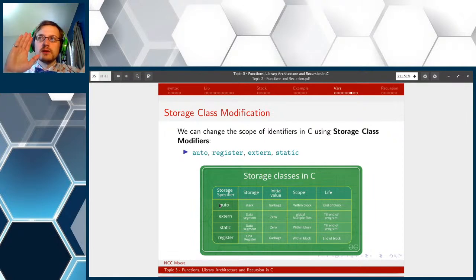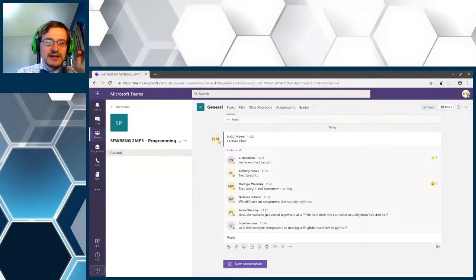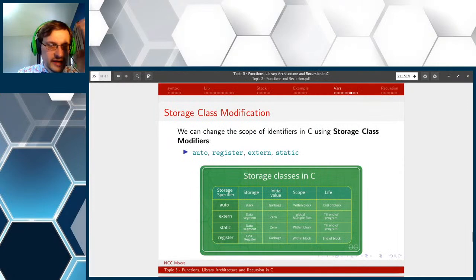So what you are doing is you're not considering the automatic variable in main to be a global variable. It is still an automatic variable. It is still stored in the stack. It is still initially garbage. Its lifespan is still only within the main block, right?